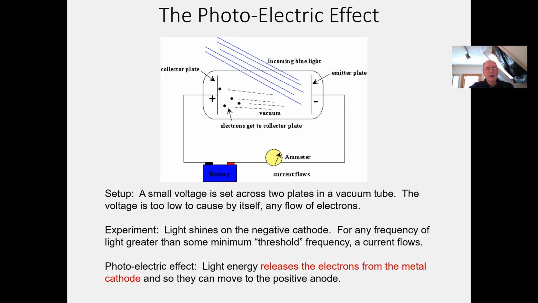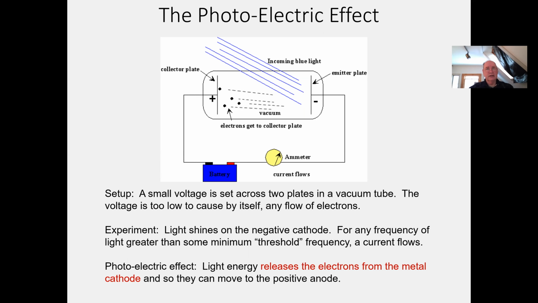But what was found was that for any frequency of light that you wanted to use, some frequencies worked and some frequencies didn't. It didn't matter how bright the light was. If you used a red light or an orange light, you got nothing. You could have the brightest red light you could possibly, it would burn your skin. It would burn your eyes out, this red light. It would do nothing to create a current here. You shine a little itty bitty violet light, and all of a sudden you get a current.